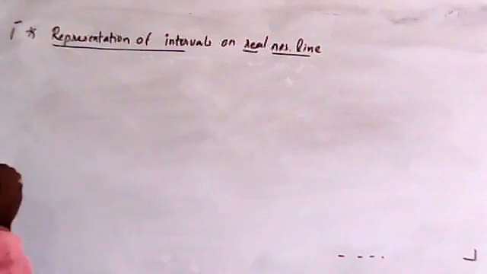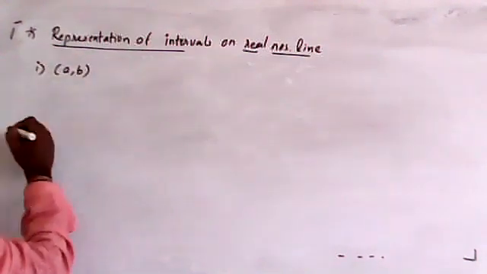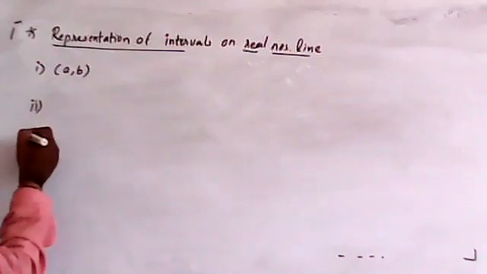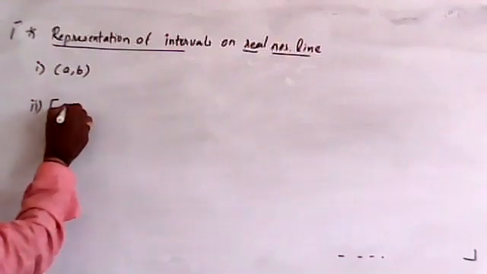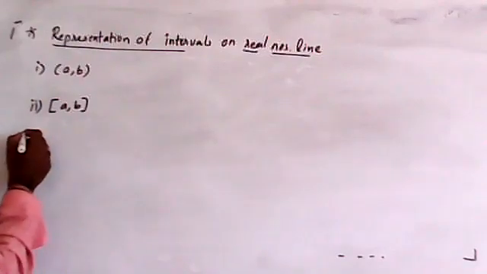See, suppose there is a first interval given like this. You only try it now. How can I represent it? Second one, I will write like this, A with closed bracket. Now I will write the third one.